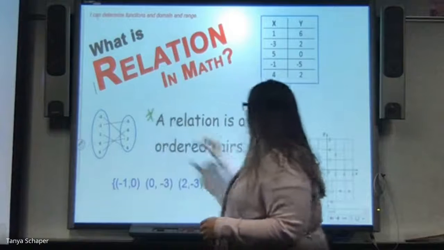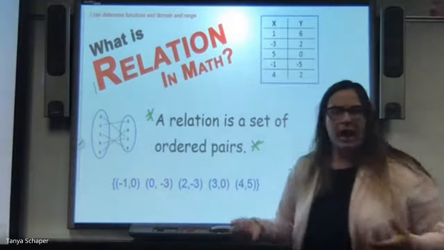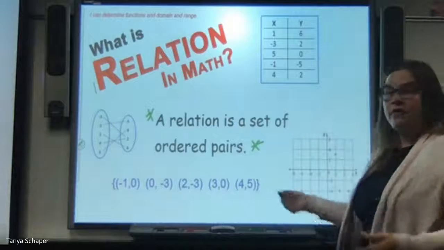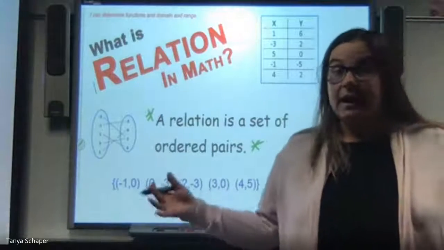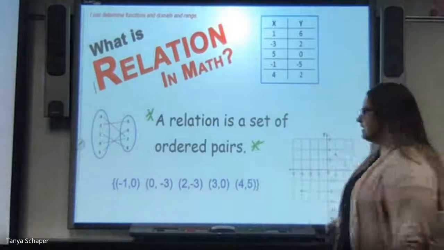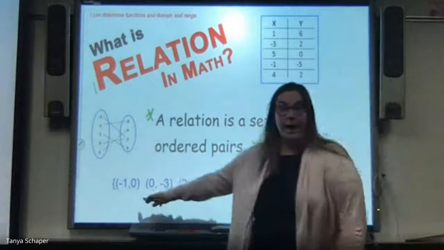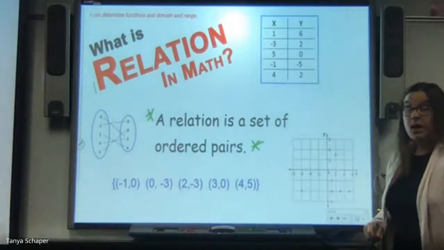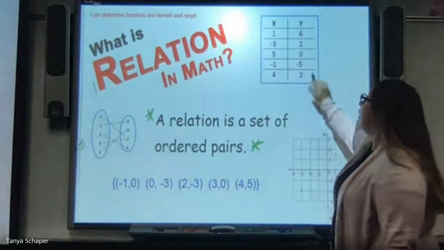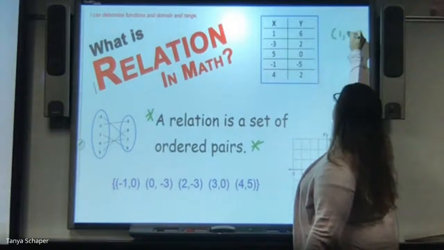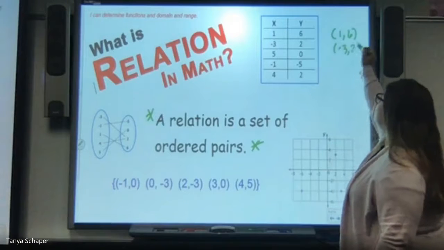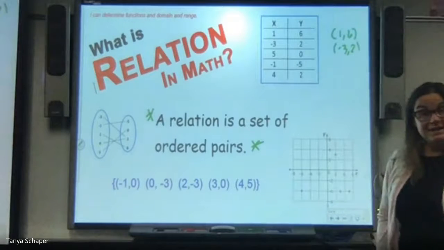Highlight, underline, star, circle, whatever you need to do on this notes page. A relation is a set of ordered pairs. That's it. Now, you can represent ordered pairs in a variety of ways. You can represent them as ordered pairs. You can represent them as a t-table. Right? So like my ordered pair here would be 1, 6 or -3, 2. So you can represent it as a t-table.